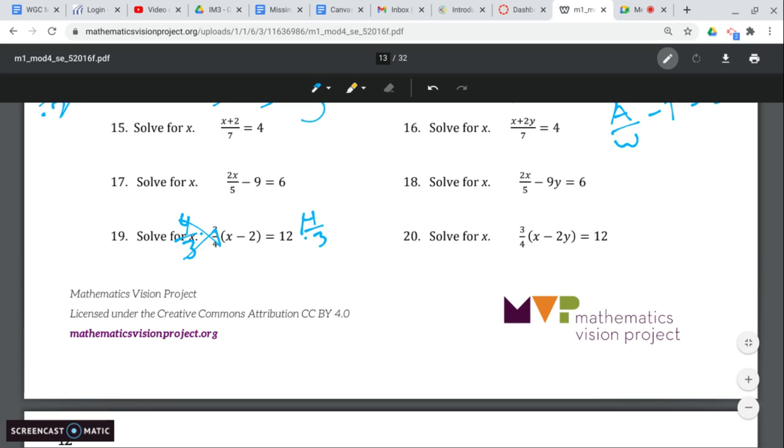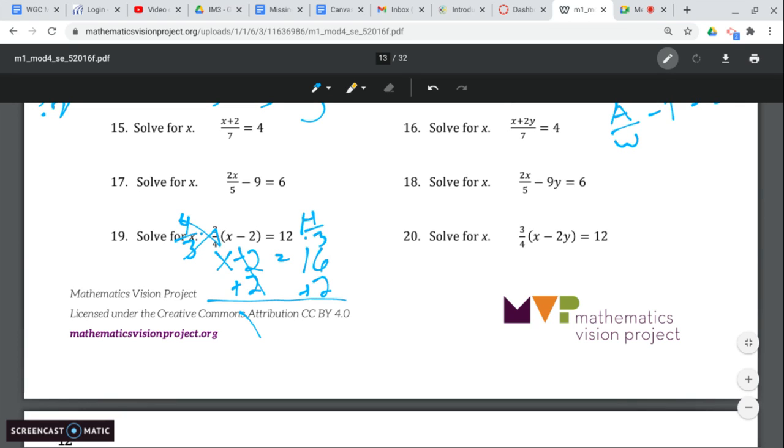So this will cancel out. So now we have x minus 2 equals. Now we need to take 12 times 4, which is 48, and then divide it by 3, which is going to give us 16. So we end up with 16. Now, to get x by itself, we add the 2.